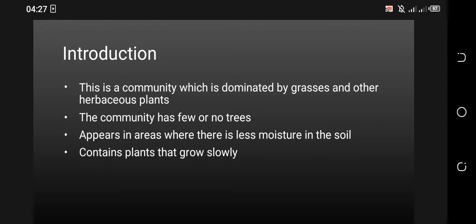This is a community which is dominated by grasses and other herbaceous plants. So a community that is developed out of grasses and other herbaceous plants, so we're calling it grassland ecosystem. The community has few or no trees. In other words, there are few trees or there might not be a presence of trees in this kind of ecosystem. It appears in areas where there is less moisture in the soil.